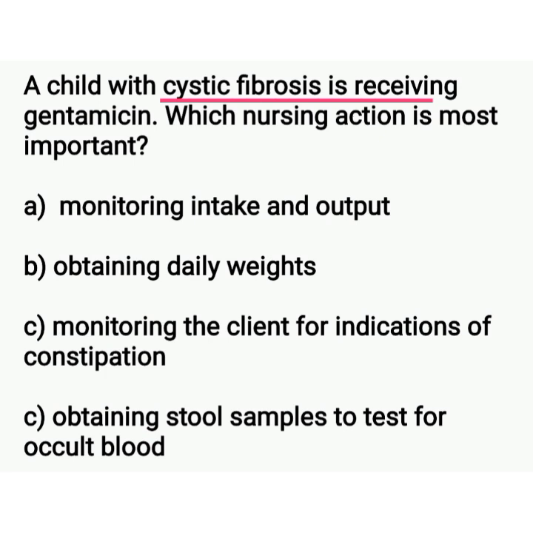First question, a child with cystic fibrosis is receiving gentamicin. Which nursing action is most important? Options. Option A, monitoring intake and output. Option B, obtaining daily weights. Option C, monitoring the client for indications of constipation. Option D, obtaining stool samples to test for occult blood.